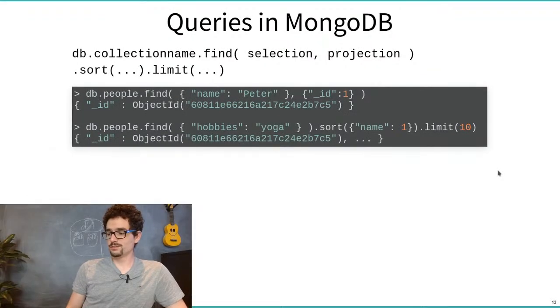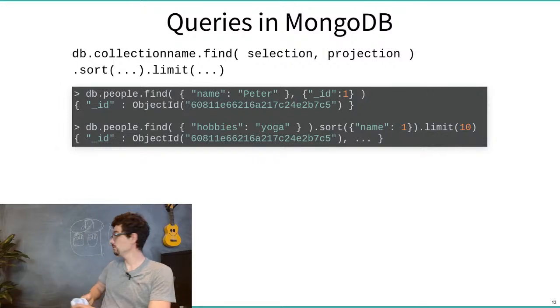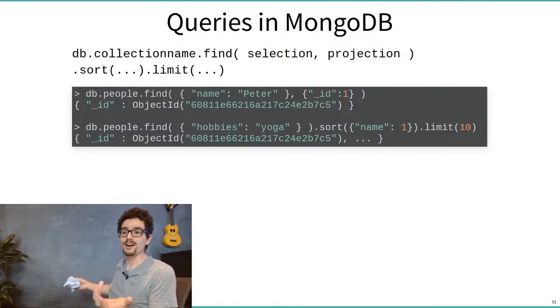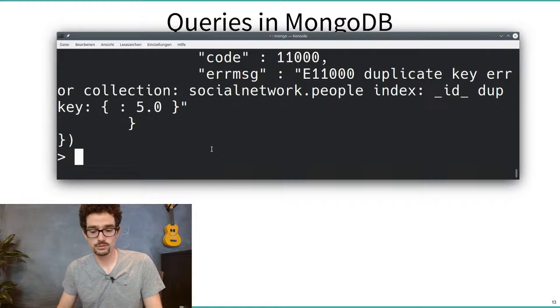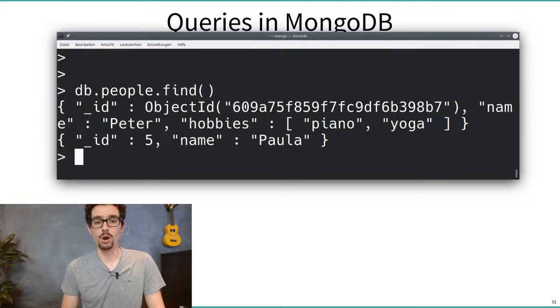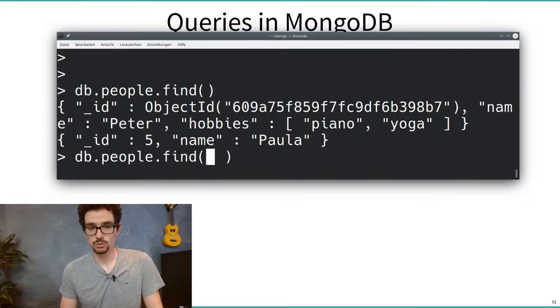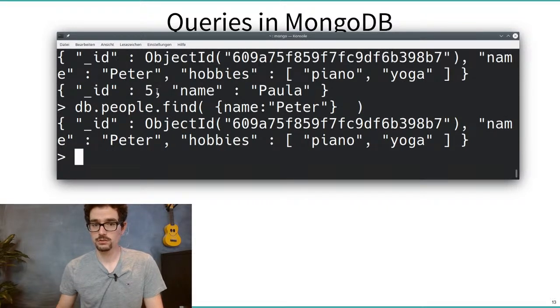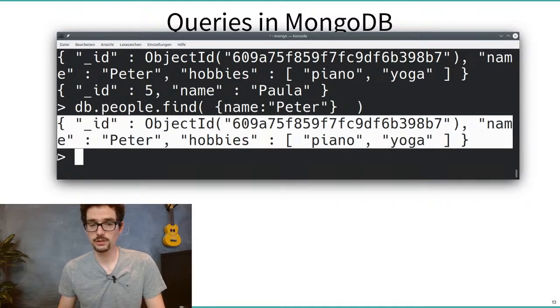MongoDB supports simple queries and complex queries. With simple queries, I mean this find command I just showed to you. db.people.find simply finds all. But find has two optional parameters. The first one is a selection, so I can say give me only those where name is Peter. Then it checks whether the field name is present in a document and it has the value Peter. This is the case for this document here.